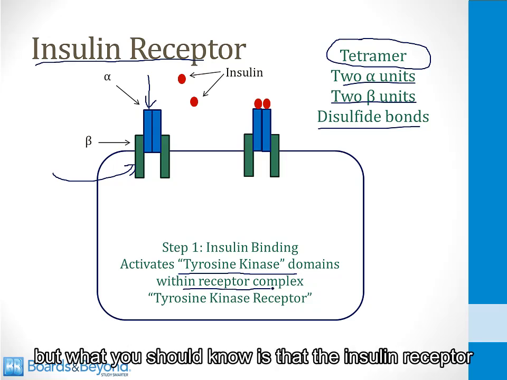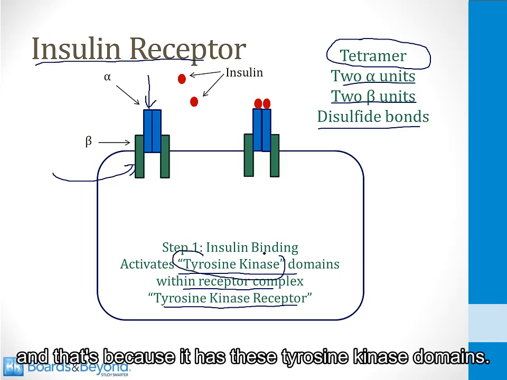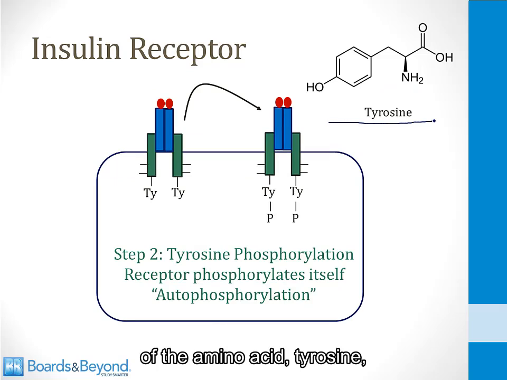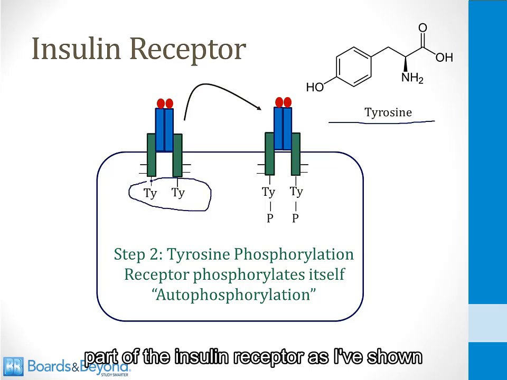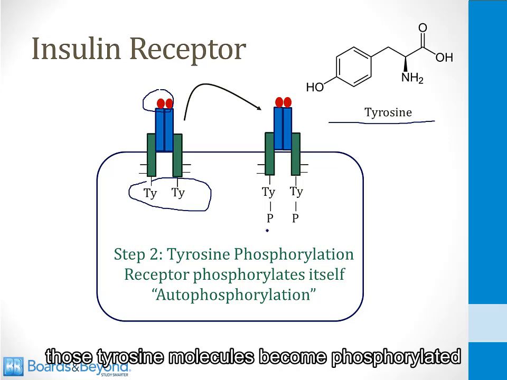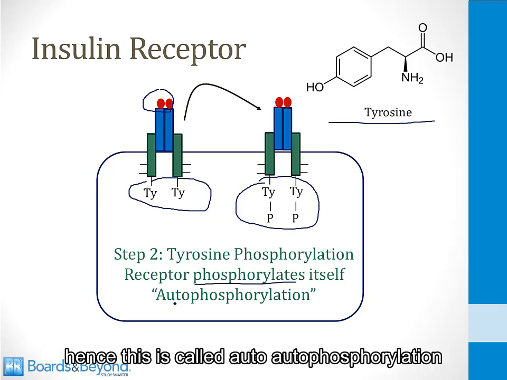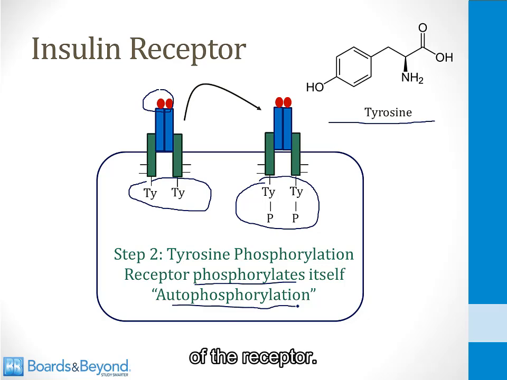But what you should know is that the insulin receptor is often referred to as a tyrosine kinase receptor, because it has these tyrosine kinase domains. At the top right side of the screen is the structure of the amino acid tyrosine, and there are many tyrosine molecules that are part of the insulin receptor, as I've shown in this drawing. When insulin binds to the receptor, those tyrosine molecules become phosphorylated by the receptor. The receptor phosphorylates itself, hence this is called autophosphorylation, by the tyrosine kinase domains that are part of the receptor.